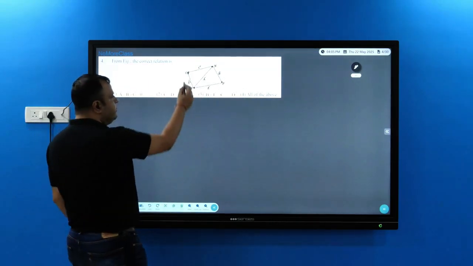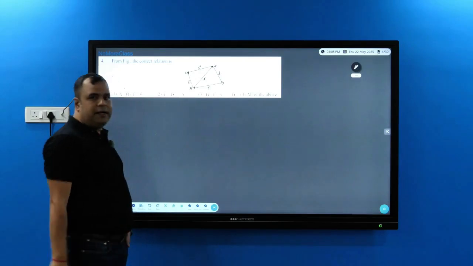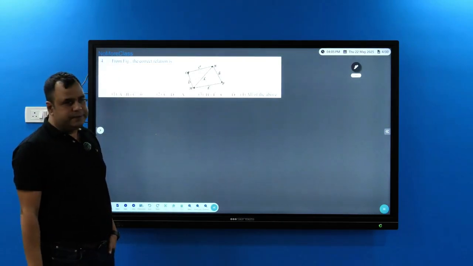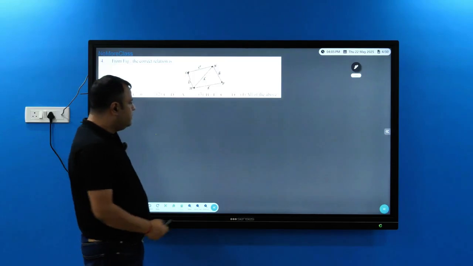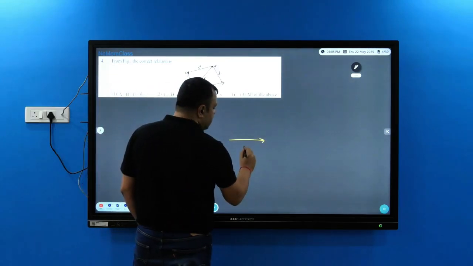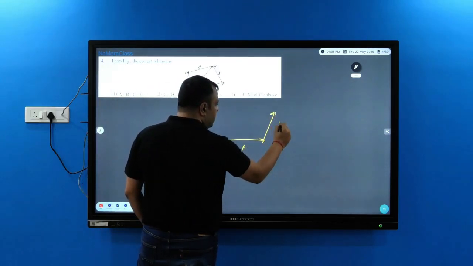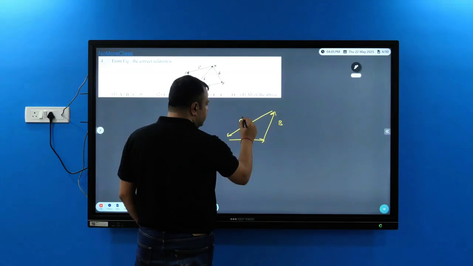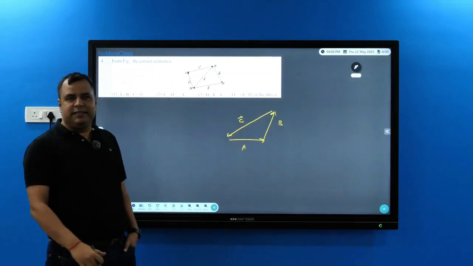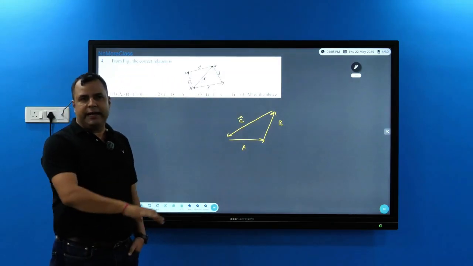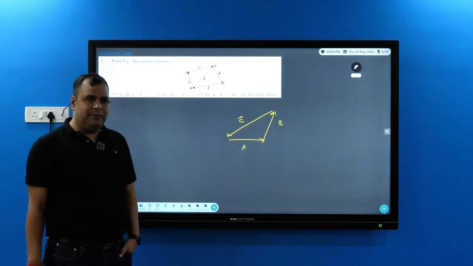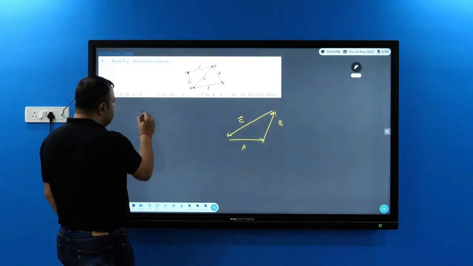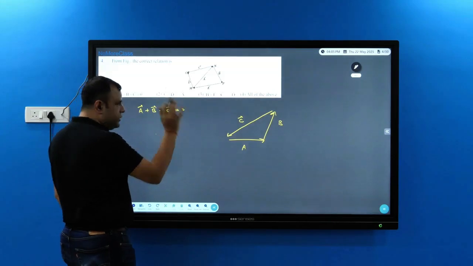Now, as you can see from the figure and from the options, you can get the idea. We have to use the triangle method here. First of all, let me tell you what the triangle method is, just to recap. This is vector B and this is vector C. If these 3 vectors are representing the 3 sides of a triangle, and the starting point and ending point finally come out to be the same point, in that case, A plus B plus C becomes 0.